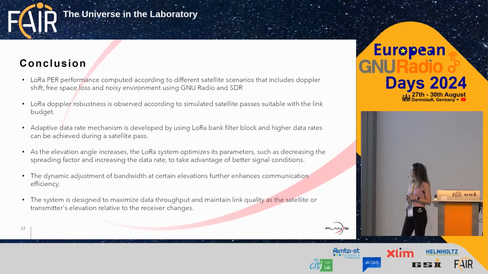satellite pass. As the elevation increases, the LoRa system optimizes its parameters, such as decreasing the spreading factor and increasing data rate to take advantage of the better signal conditions. The dynamic adjustment of a bandwidth at certain elevations enhances communication efficiency.